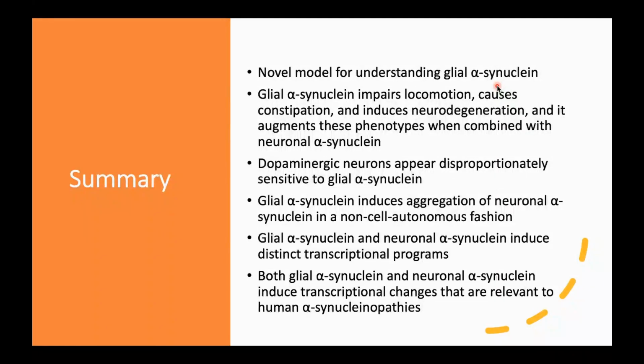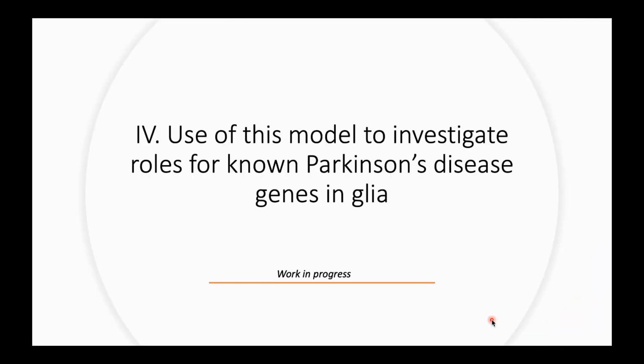Finally, glial versus neuronal alpha-synuclein induce distinct transcriptional programs, suggesting that the cell context of alpha-synuclein expression really matters for its effects. And in both cases, they induce transcriptional changes that seem to be relevant to human alpha-synucleinopathies. So that data was all published last year. I'm now going to move on and show you a couple of other exciting uses of this model that involve unpublished data, and this is all work in progress, so I hope you'll keep that in mind.